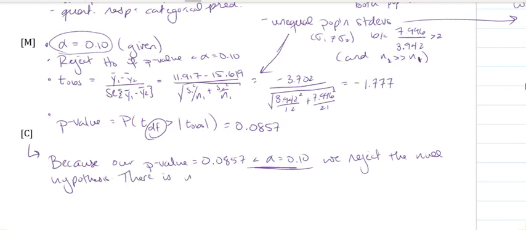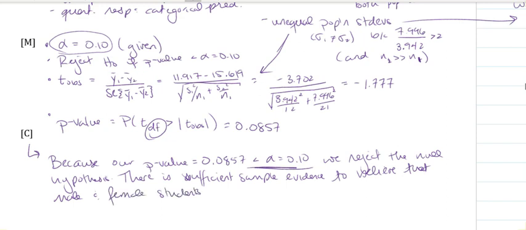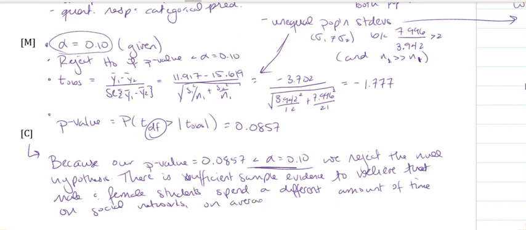That means there is sufficient sample evidence to believe that male and female students spend a different amount of time on social networks on average. And this "on average" is important.